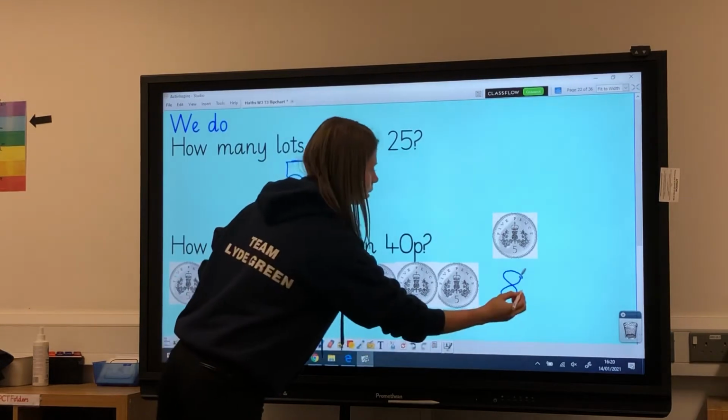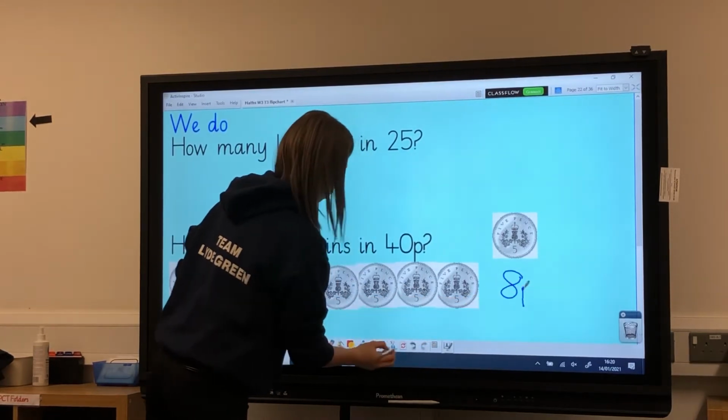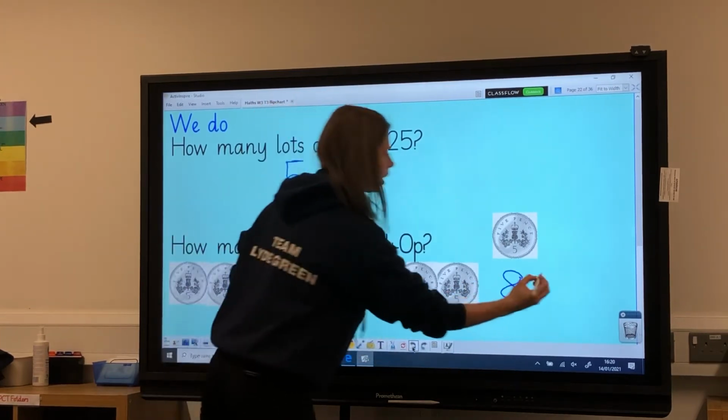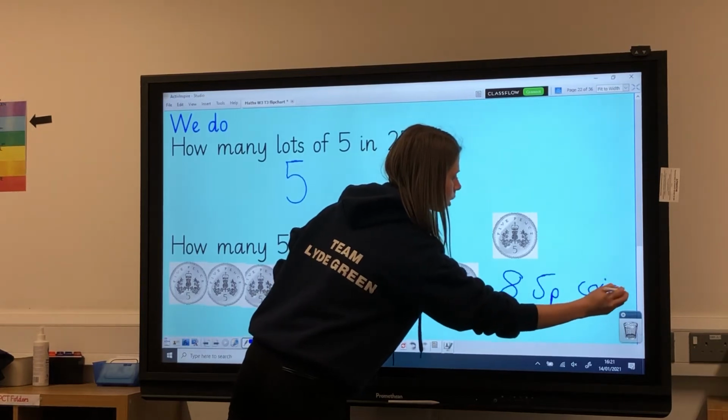There are 8 5p coins. 8. Let's go back. There we go. 8 5p coins. Brilliant. Well done.